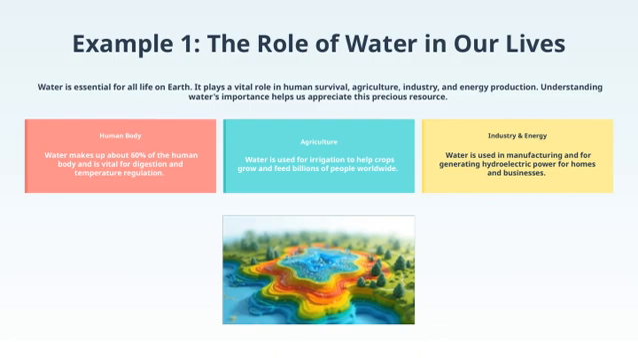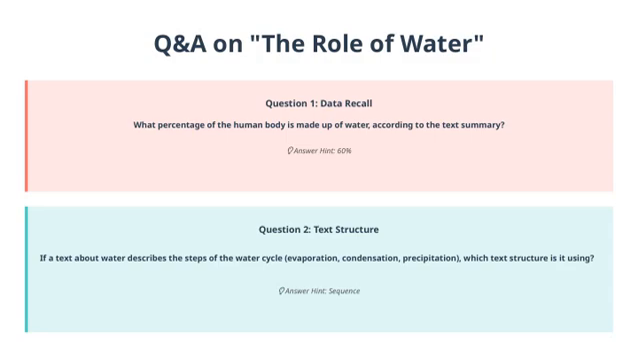And beyond that, water is vital for industry and energy. It's used in manufacturing processes, helping produce everything from electronics to clothing. Plus, it's the key resource for generating hydroelectric power, which provides clean energy for homes and businesses. All of these points highlight how water connects to the larger picture of sustainability and the importance of managing this resource wisely.